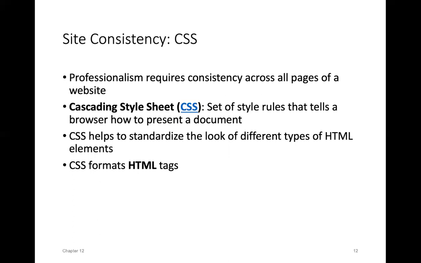So one of these things we can use is CSS, the cascading style sheet, the set of style rules that tells a browser how to present a document. Essentially, this is just a single file that needs to be updated when changing elements across an entire site. So if I make changes to one file, it'll permeate across the whole entire site, and it will allow us to be consistent in the way that we present our website.